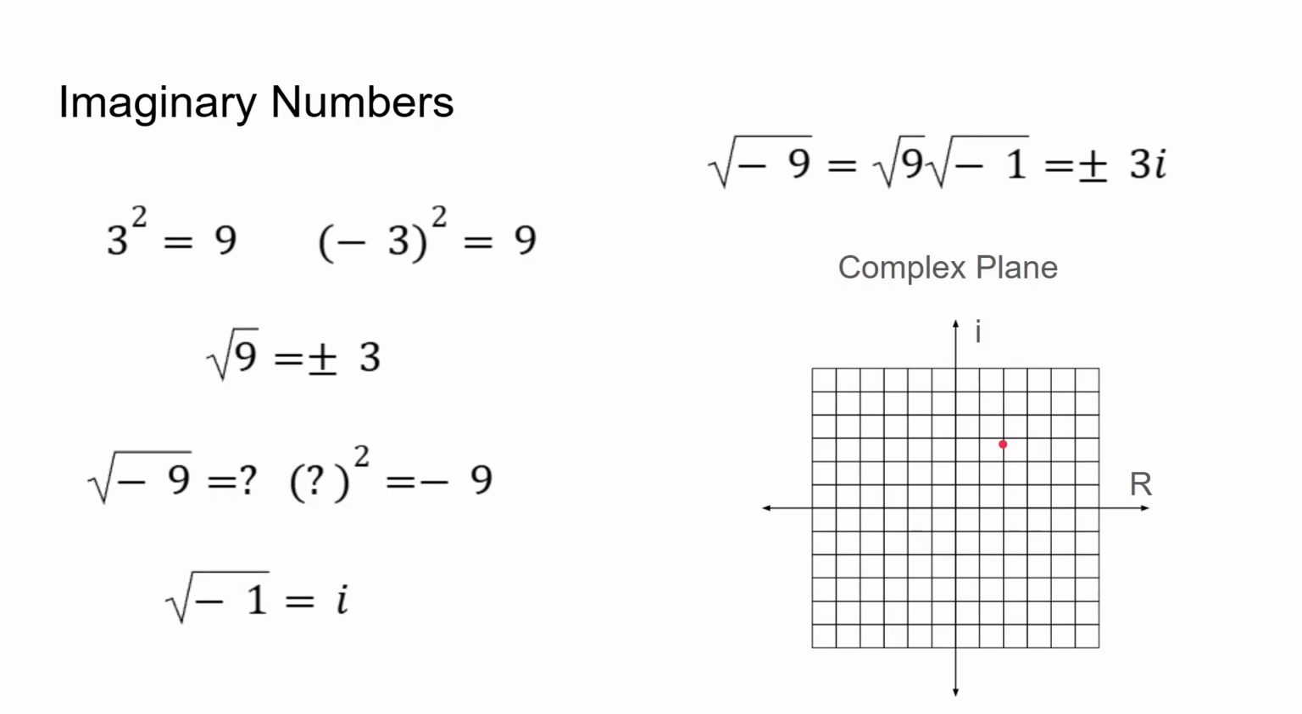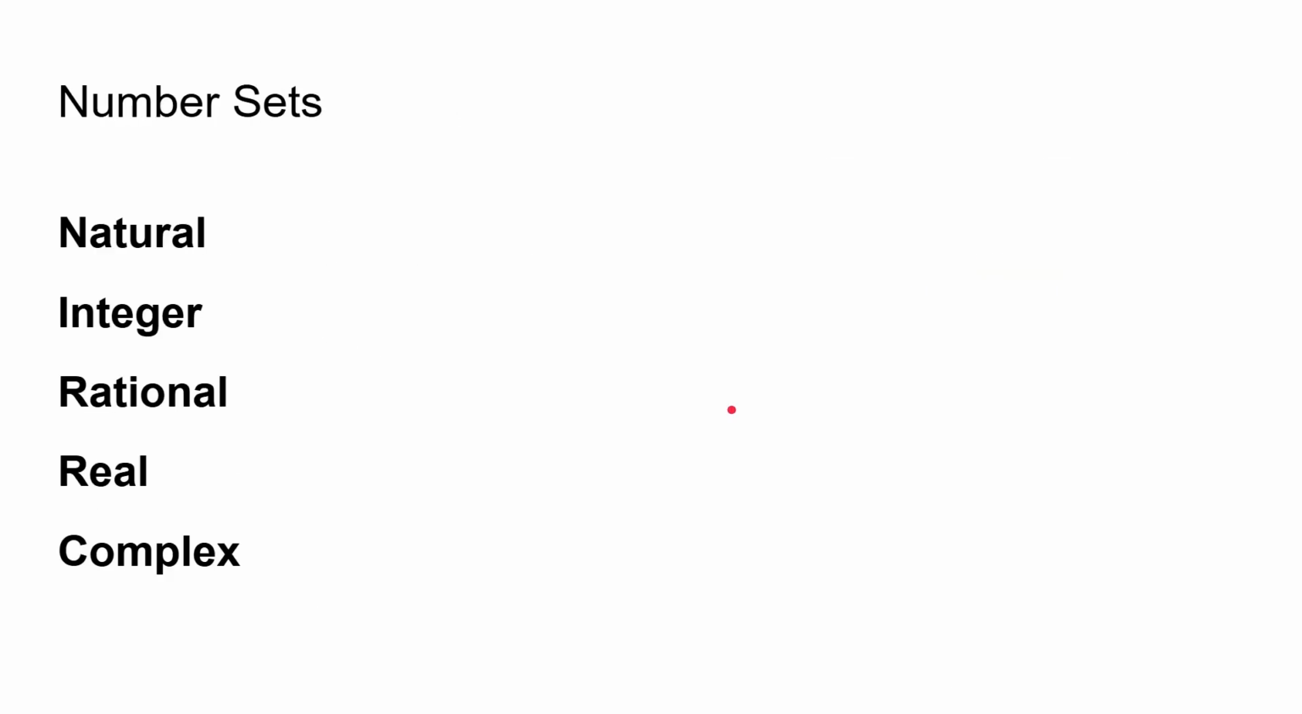Negative 3 plus 3i would be negative 3 and 3i. Or negative 3 minus 3i would be negative 3 minus 3i. So, any complex number with a real and an imaginary part can be graphed on the complex plane. This brings us to number sets, which are all the different categories numbers can be in. Here are the broad sets that numbers can be in. First, natural numbers, integers, rational numbers, real numbers, and complex numbers.